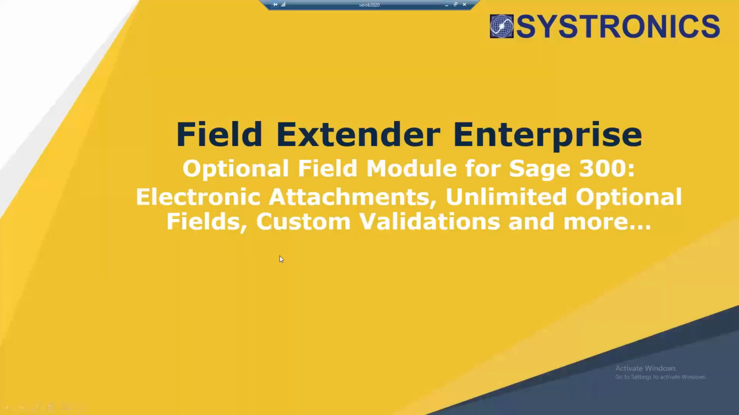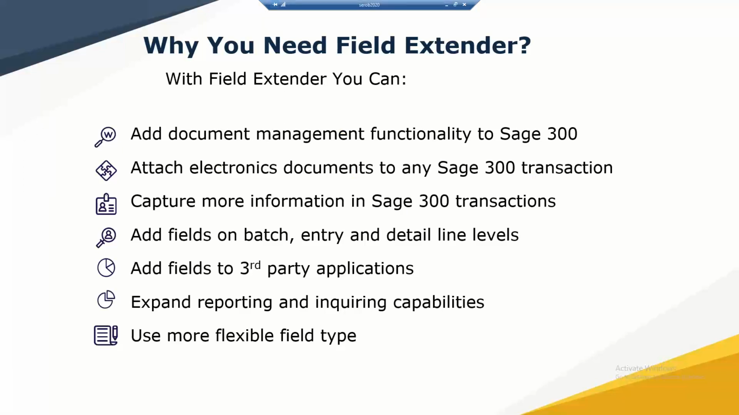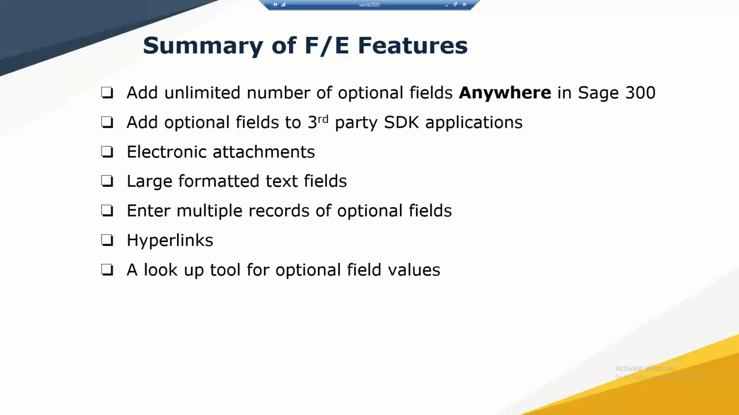Today we will talk about Field Extender Enterprise, which helps you define any type of optional fields for any Sage 300 transaction, attach documents and images, add rich text, and print attached images and rich text on Crystal reports. With Field Extender, you can attach documents not only to any Sage 300 screen, but also to third-party SDK applications. It supports many types of fields, but today we will talk mostly about electronic attachments and large formatted text fields, which we are calling rich text.